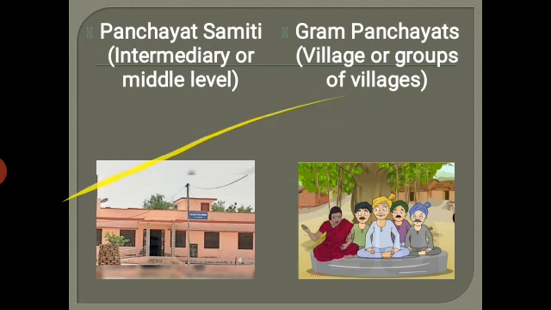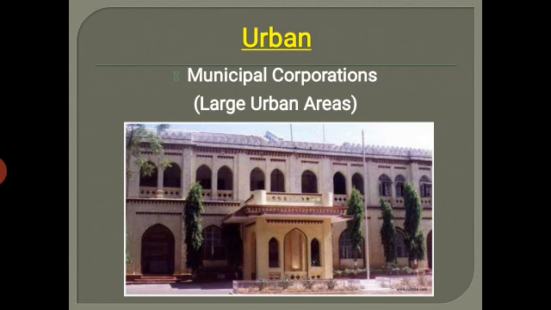Okay, students, next one, what? Urban areas. Which local self-governing bodies are working in urban areas? Listen, students, first, the Municipal Corporation. In big cities with a large population, there is a Municipal Corporation or Nagar Nigam. That means where there is a population of more than 10 lakh, there is a Municipal Corporation. Another name is Nagar Nigam.